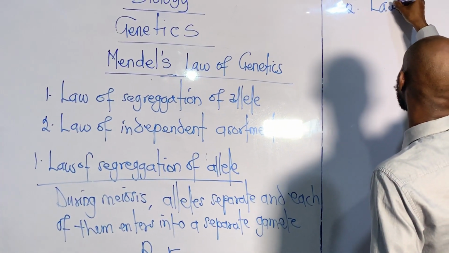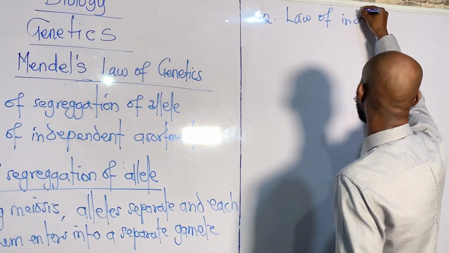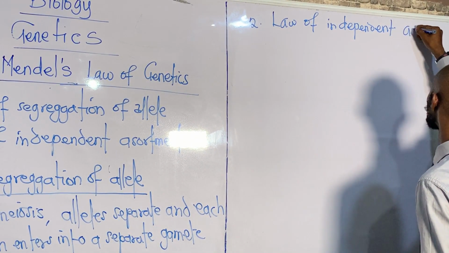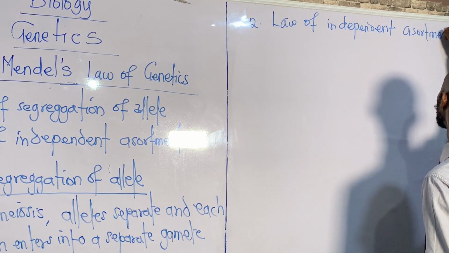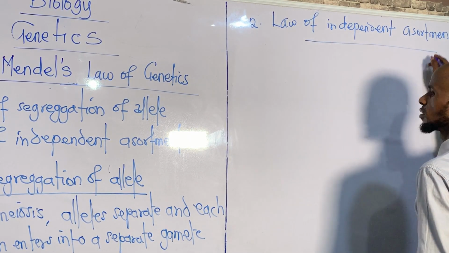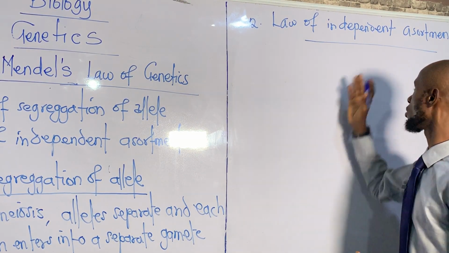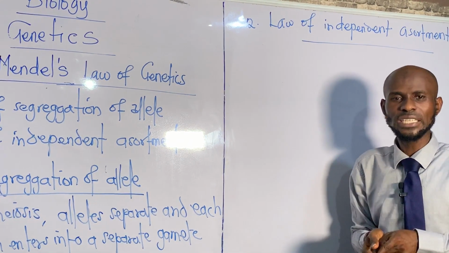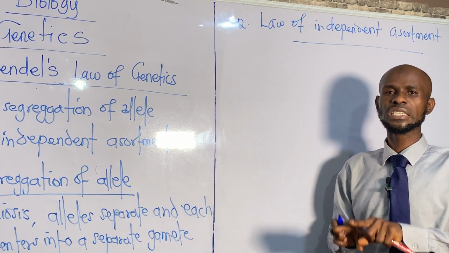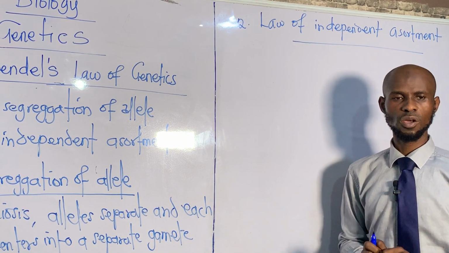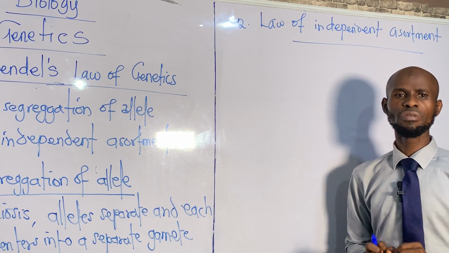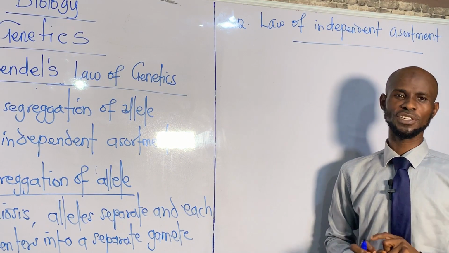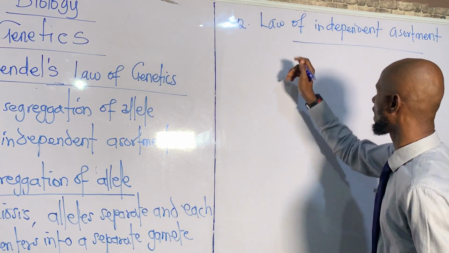Now let's go to the second law, the law of independent assortment of alleles. From the word, assortment means arrangement. Independent means that when the alleles are arranging themselves, they arrange themselves independently, in such a way that they are independent of each other. Very simple. Let's define that.